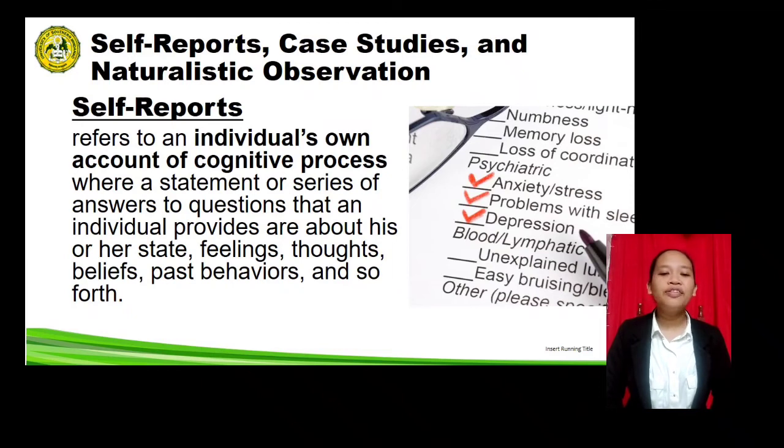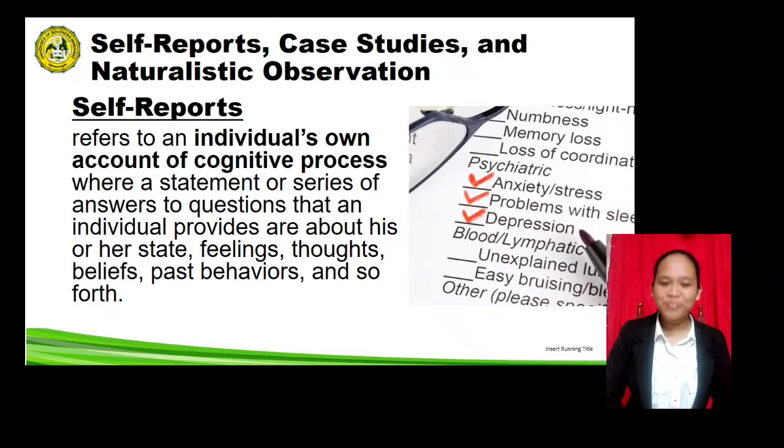So first, self-reports, case studies, and naturalistic observation. Self-reports, case studies, and naturalistic observation are used by researchers to obtain richly textured information about how particular individuals think in a broad range of contexts.